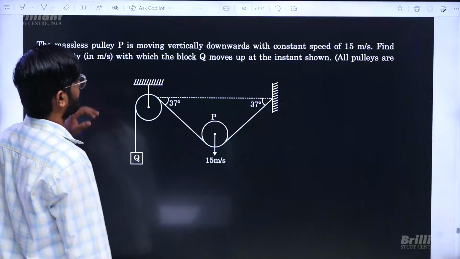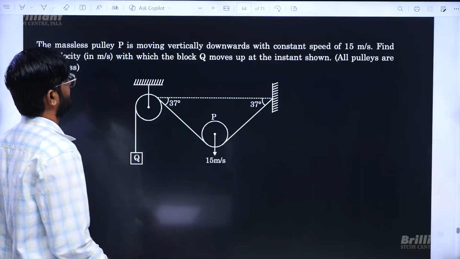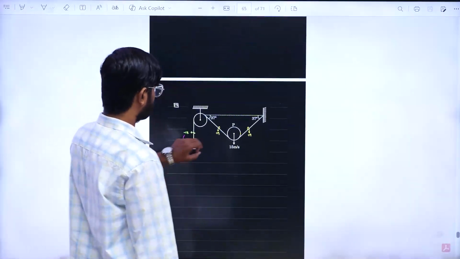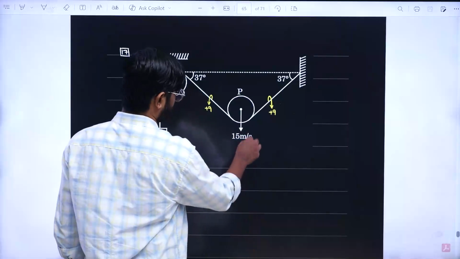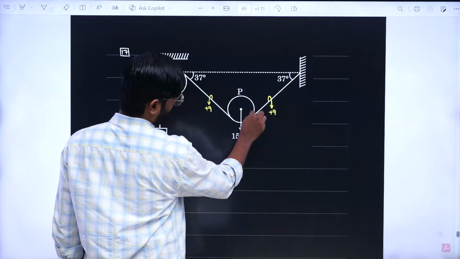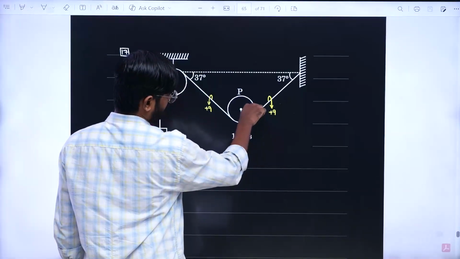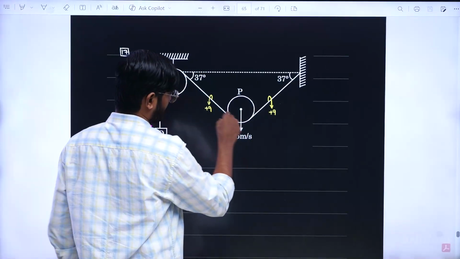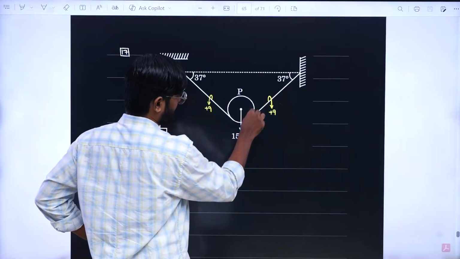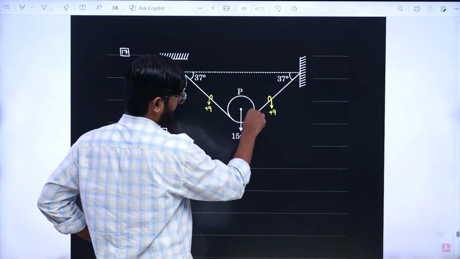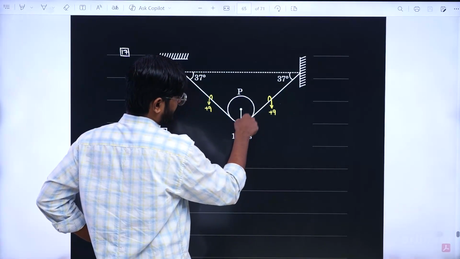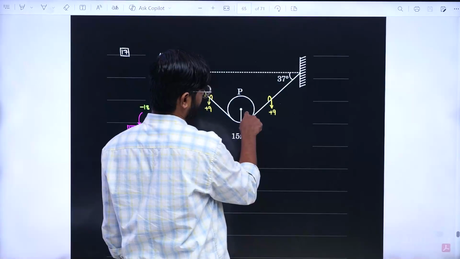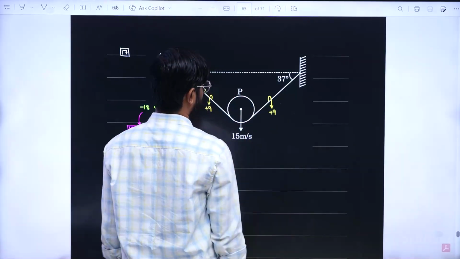Massless pulley P is moving vertically downwards with constant speed 15 units. Find the velocity with which the block Q moves up at the instant shown. So if the pulley is moving downwards with 15, this point on the pulley is going to go down with 15 units. So its component along the string, or that point on the string, is also going to go this way with 15 units. So its component along the string is going to be 15 cos 53. This angle is 37. So this angle is going to be 53.